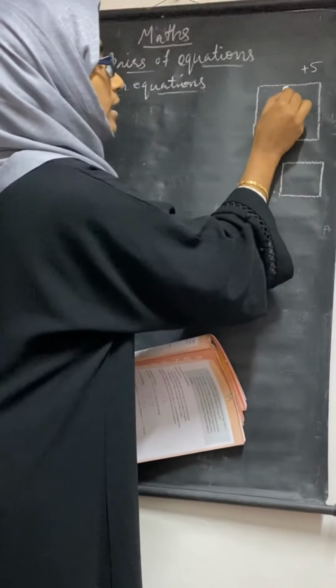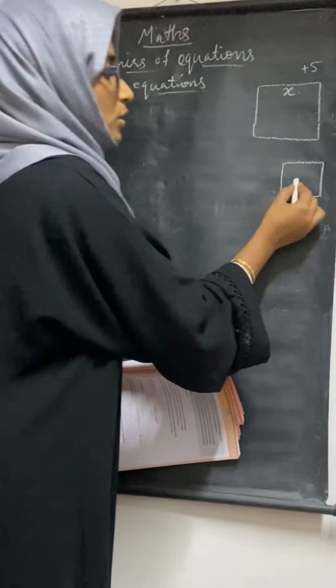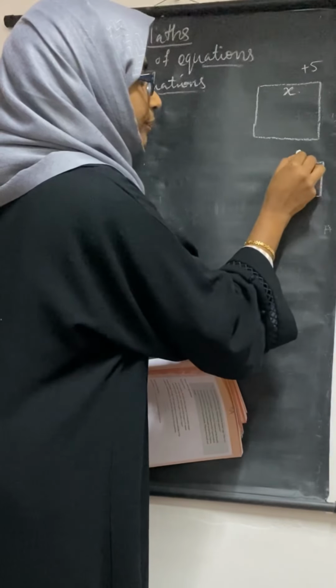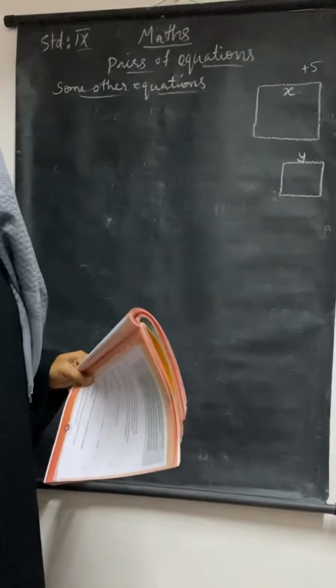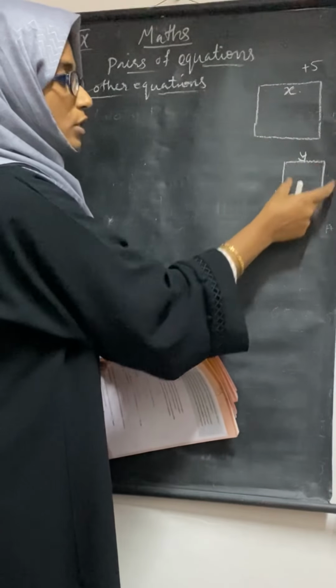So I can take the largest side as x, and the smaller side I can take as y. That means for the large square one side is x, and for the smaller square the side is y. Now we'll see the conditions.